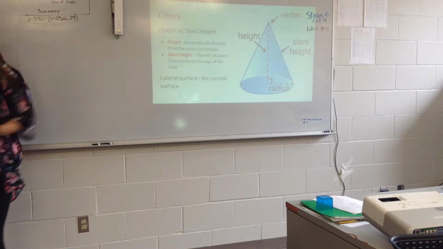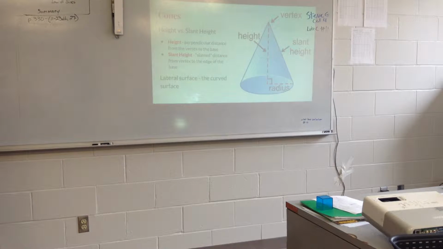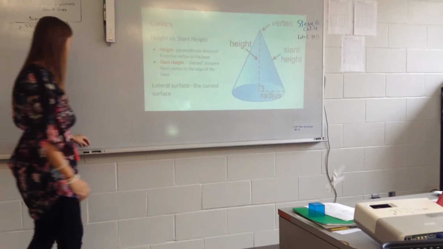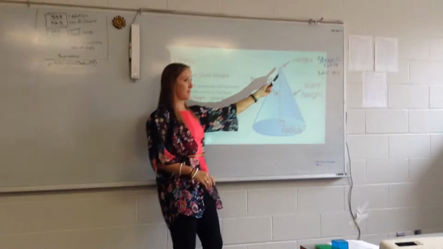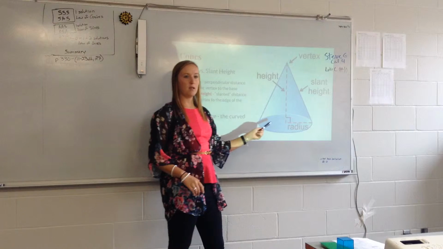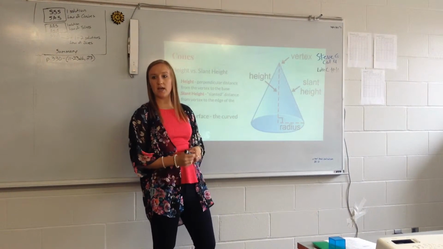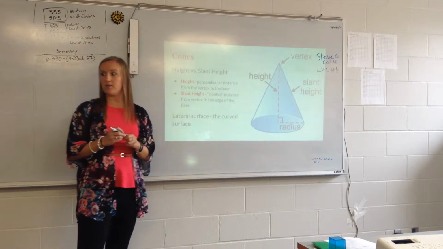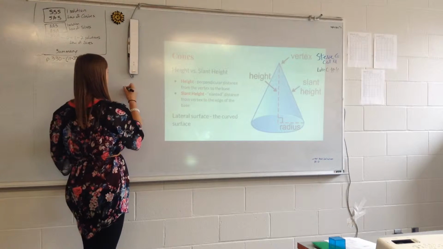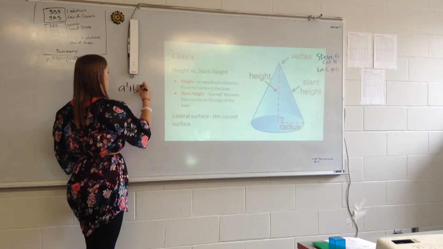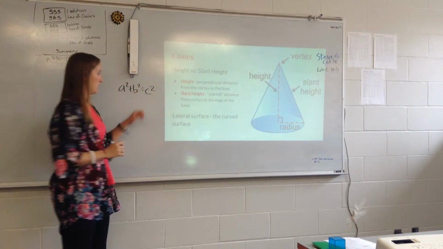What did we need to find in a pyramid? Slant height. It gives us the height and the slant height. How did we find that slant height? Pythagorean theorem. So in order to find that, we have to do a squared plus b squared equals c squared.